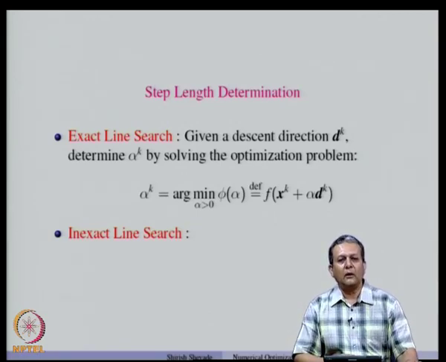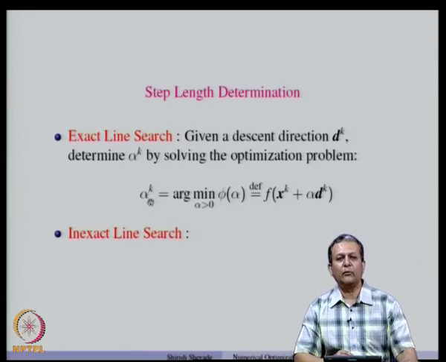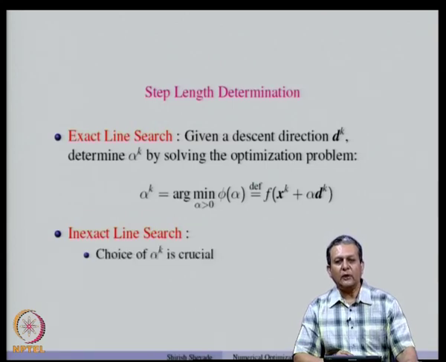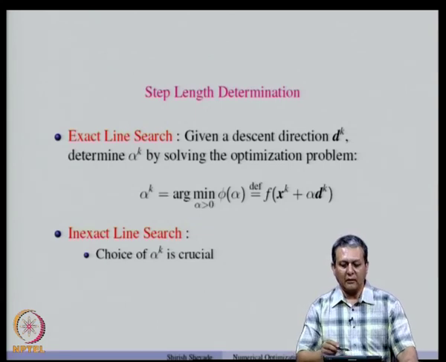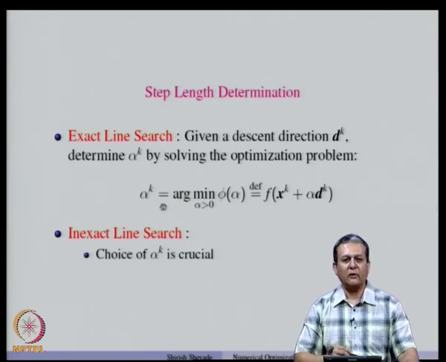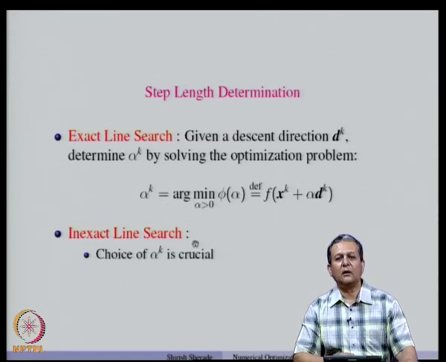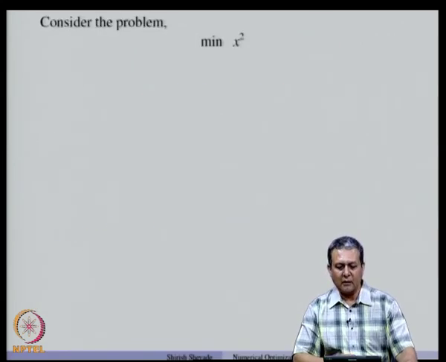Now, while doing inexact line search, we find some alpha k where the function value at the new point is less than the function value at the current point, but the choice of alpha k turns out to be very crucial. Here, since we are solving the direct optimization problem, we do not have to worry about the choice of alpha k, but once we move to the inexact line search, the choice of alpha k becomes very crucial, and we will see that using some examples.